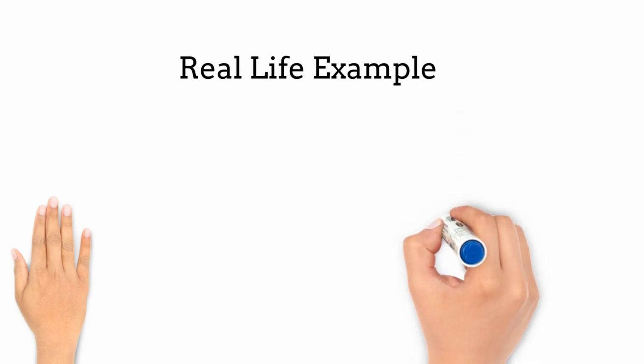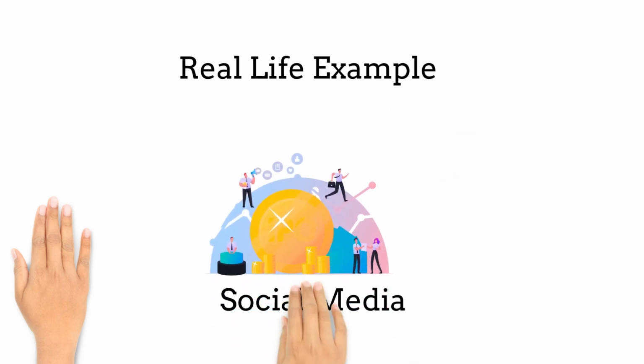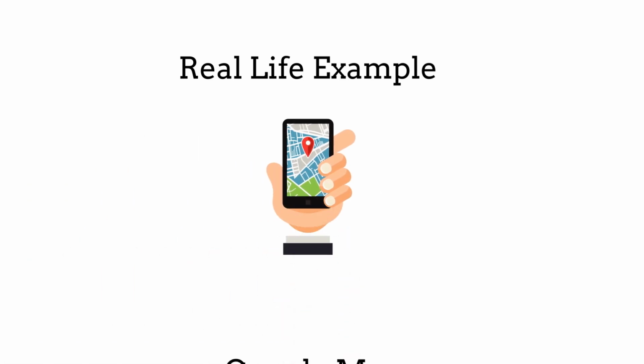Let's understand the concept of graphs with real-life applications. Take an example of social media. Each user is represented as a vertex and two people are friends when there is an edge between two vertices. Similarly, friend suggestion also uses graph theory concepts. Another one is Google Maps. Various locations are represented as vertices and the roads are represented as edges, and graph theory is used to find the shortest path between two nodes.